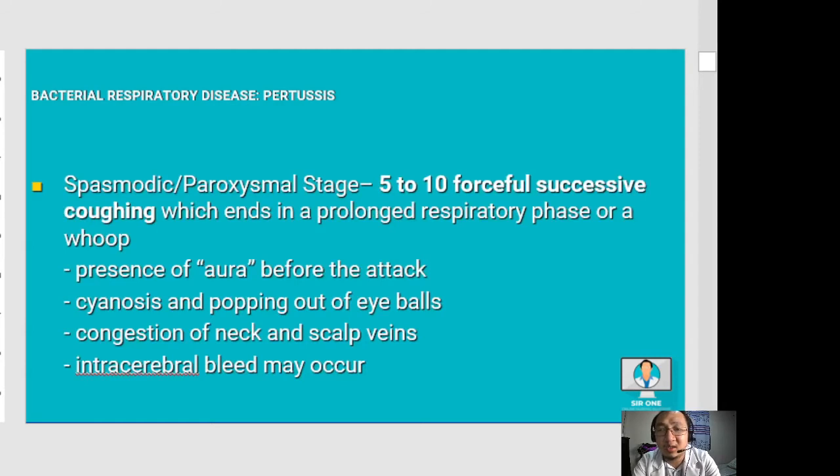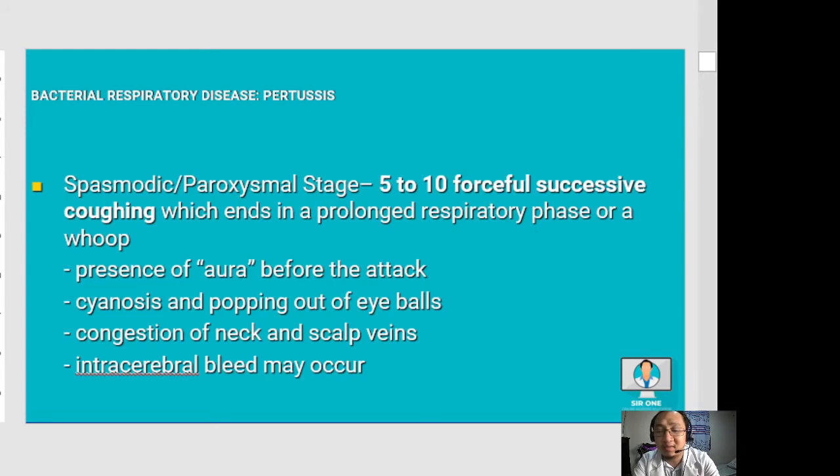Then the second stage is the spasmodic or paroxysmal stage. This is characterized by 5 to 10 forceful successive coughing, which ends with a prolonged inspiratory phase or the whoop, producing a whoop sound. Okay, based on other references, there is an aura or a sign of an impending attack. Then cyanosis can happen, popping out of the eyeballs, destruction of the tiny blood vessels in that area. Then congestion of the neck and scalp veins because of high pressure, and because of high pressure, increased intracranial pressure can happen. Intracerebral bleeding can also occur, and this usually happens 7 to 14 days of the disease.